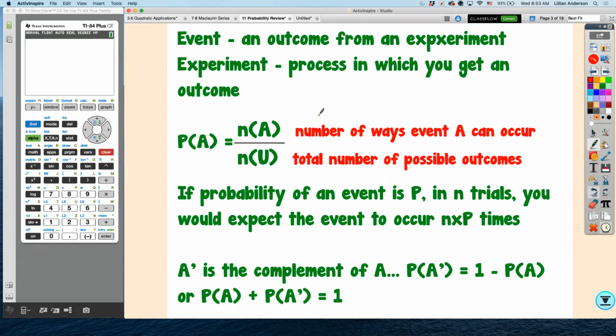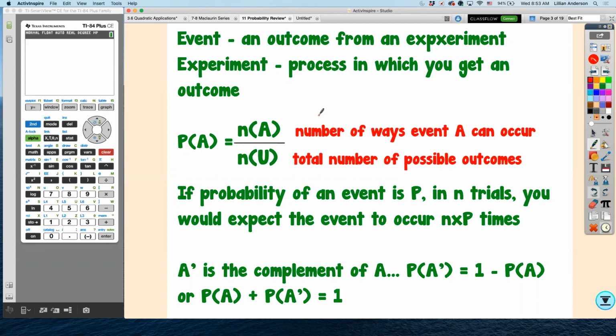The experiment would be collecting students' GPAs, and the event would be to see who has a 3.0 or better. When you look at all the different outcomes and then the outcomes of your event, you're able to create your probability, which essentially is how you go about figuring out the probability of an event happening. It is the number of ways event A can occur over the total number of possible outcomes.